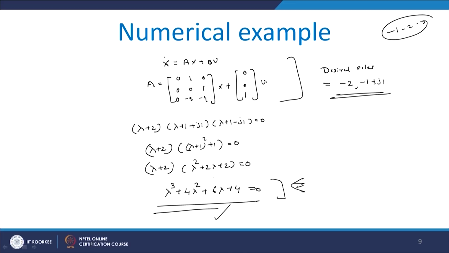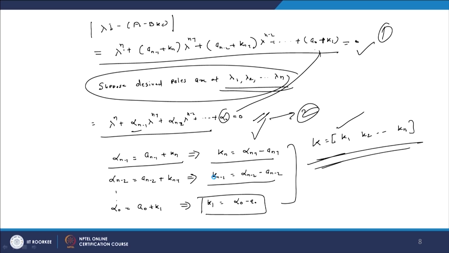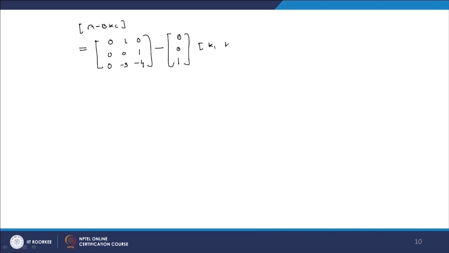Now this is the desired one, but when we are using the control law, that is u equals minus Kx, in this system we get the equation in terms of A minus B into Kc. So we determine this equation as A minus B Kc, which equals [0 1 0; 0 0 1; 0 -3 -4] minus [0 0 0; 0 0 0; k1 k2 k3]. Now we have to solve it.